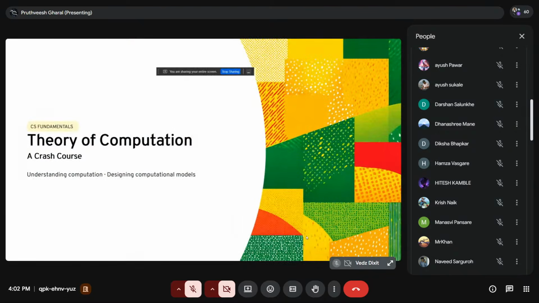So for day one, we are going to study two topics. First, we are going to study computation. We are going to understand what is computation. Next, we are going to study the computational models, what they are, how they are used, why they are built, etc. So I want this to be an interactive session.